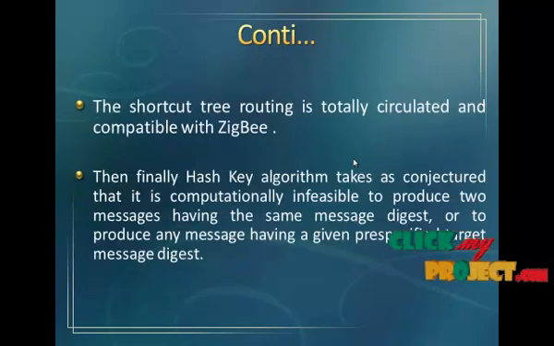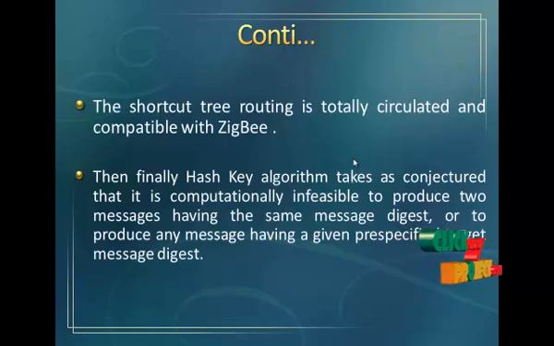The shortcut tree routing is fully compatible with ZigBee. Finally, the ASCII algorithm is used, making it computationally infeasible to produce two messages having the same message digest, or to produce any message having a given target message digest. In this process, the file is sent from source to destination, and finally the ASCII algorithm calculates on the two files. In this ASCII method, if anyone modifies the content or documents, it automatically calculates a regenerated key. In this process, the keys are matched to find whether the files are equal or not equal, to find our best process.